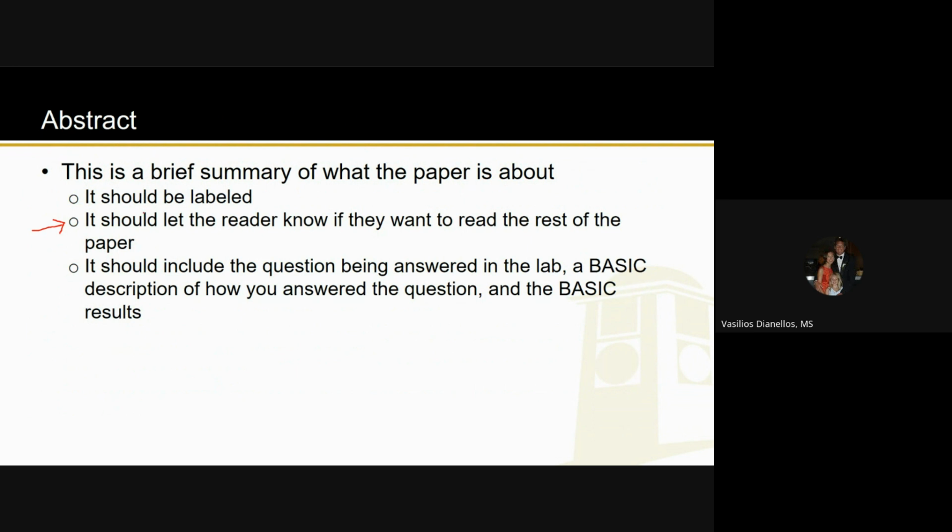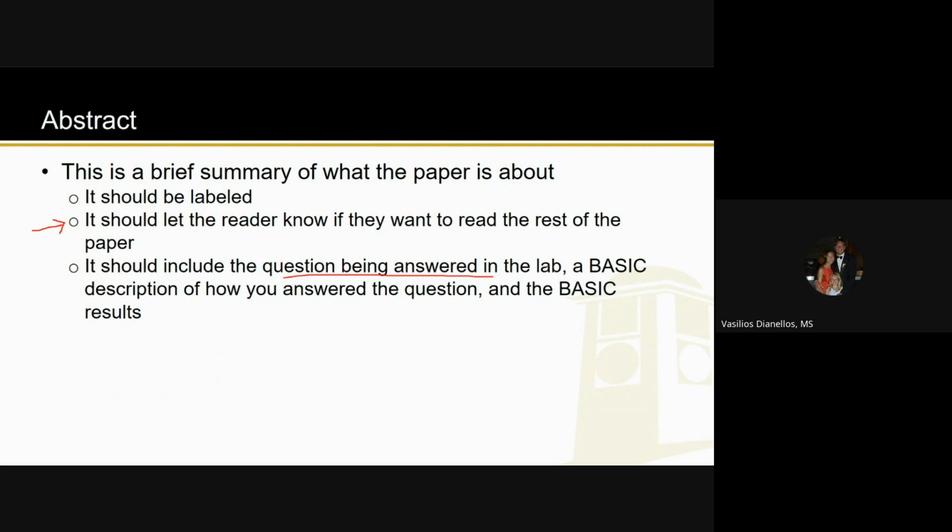Okay, so again, your abstract should be a brief summary of what the paper is about. In other words, it should include the question being answered in the lab. And I'm going to use the last one. Let me give you an example. So it could say, in this experiment, I wanted to answer the question, does temperature affect the rate of photosynthesis and respiration, right? That's the question being answered.